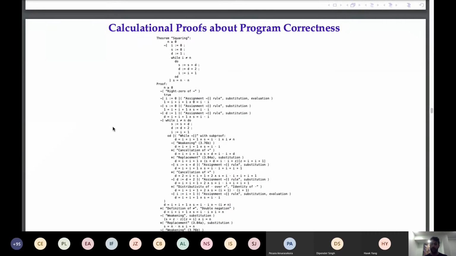By using CalcCheck, we realize programming and proving are kind of the same thing. Really, kind of the same thing, right?